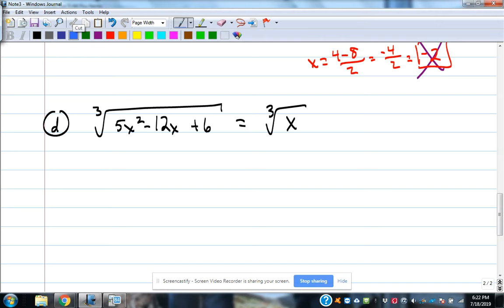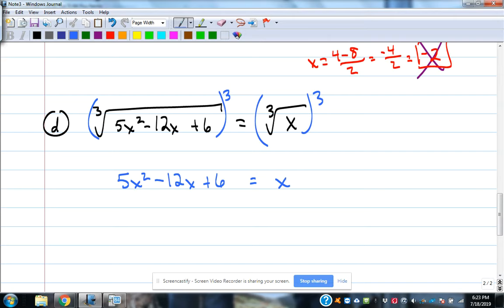But here, because you got a cubed root, everything on this side's underneath the cubed root. Everything on this side's underneath the cubed root. So if I were to cube both sides to get rid of it on this side, guess what it does on the other side? It gets rid of it too. So it works really wonderfully to help us with this problem. It gives us 5x squared minus 12x plus 6 is equal to x.